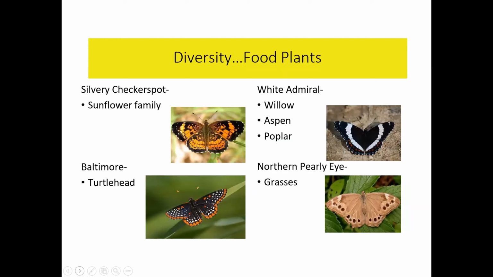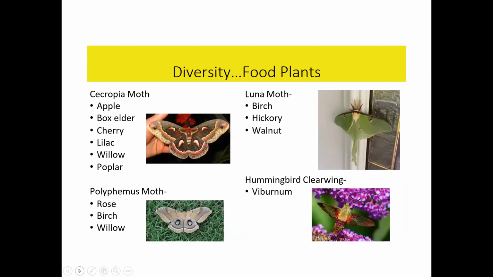The silvery checkerspot likes anything in the sunflower family. The Baltimore larvae prefer turtleheads, which grow well in wet areas. The white admiral prefers willow, aspen, and that lowly poplar again. And then the northern pearly eye prefers grasses.